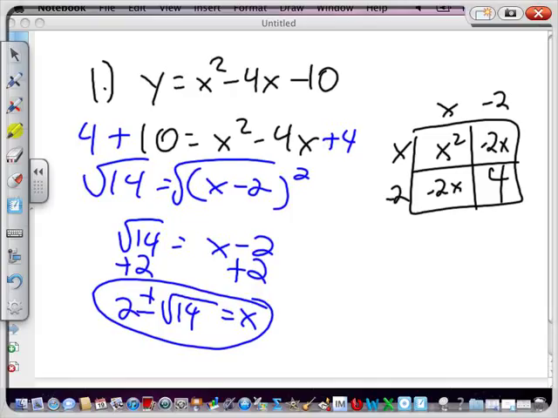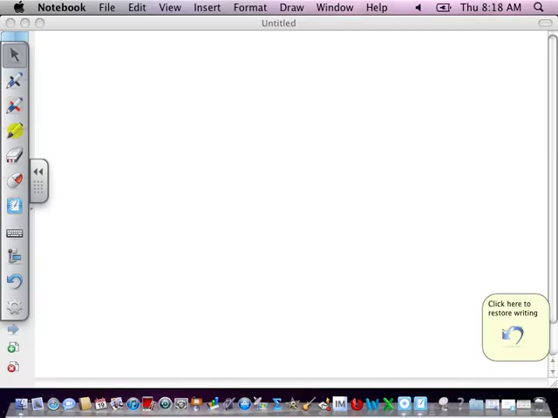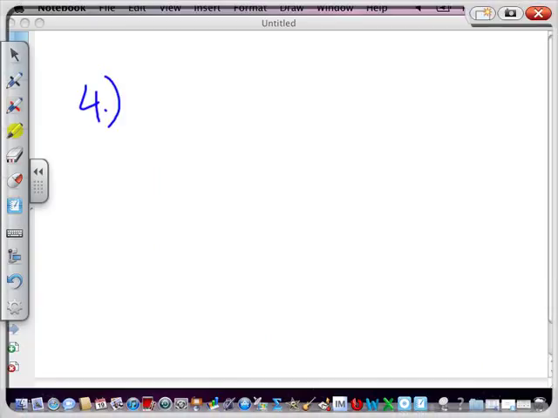You have a question? Yeah. Do you always have half of negative, like in the middle? Half of the middle, always. That's a good question. Okay, let's go to number 4. So I'm going to go all the way down to number 4. Y equals x squared plus 2x minus 1.